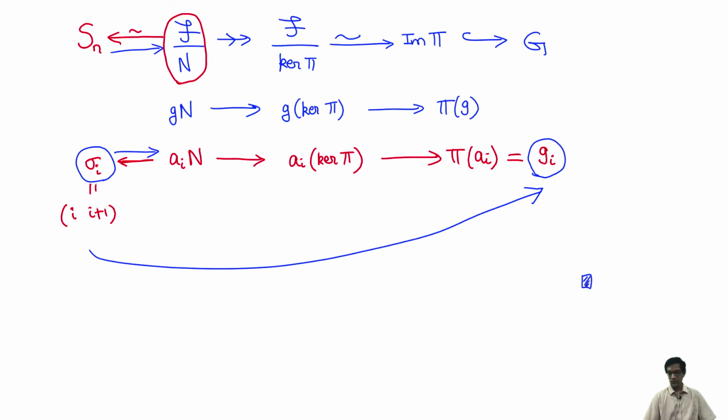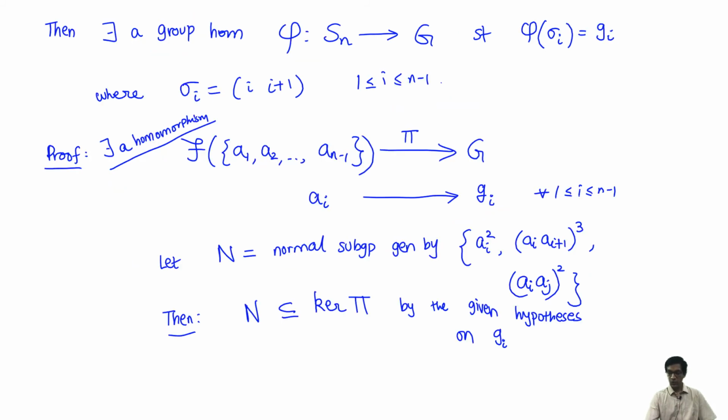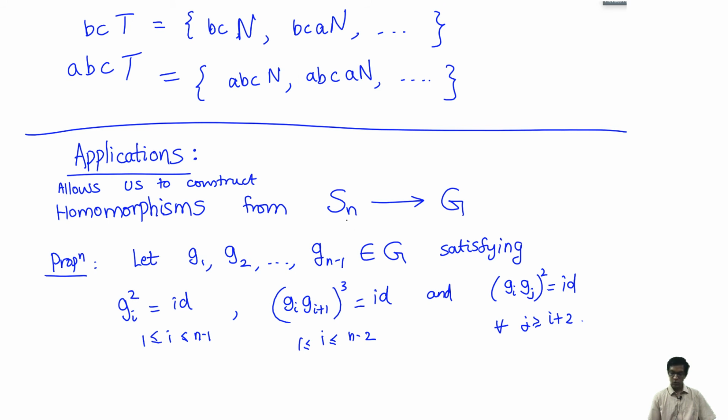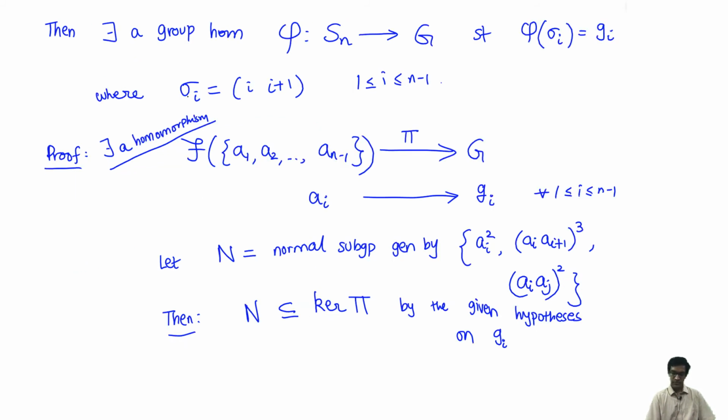That finishes the proof. So if you give me gi's with the correct properties, then I can construct for you a homomorphism from the group Sn to G, which maps these sigma i's to the elements gi. Okay, so that's the crux of this proposition.